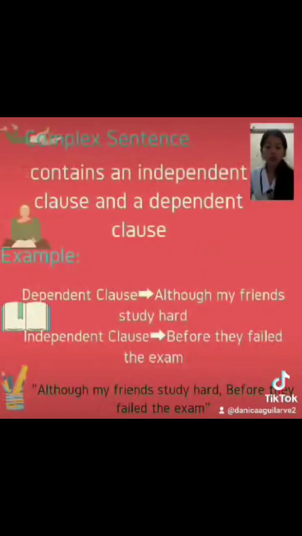A complex sentence contains an independent clause and a dependent clause. The example of a complex sentence: although my friend studied hard. This is a dependent clause. They failed the exam. This is an independent clause. These two sentences do not make sense on their own, so we can join them together to form a complex sentence. Although my friend studied hard, they failed the exam. Remember to add punctuation in the correct place when forming a complex sentence.